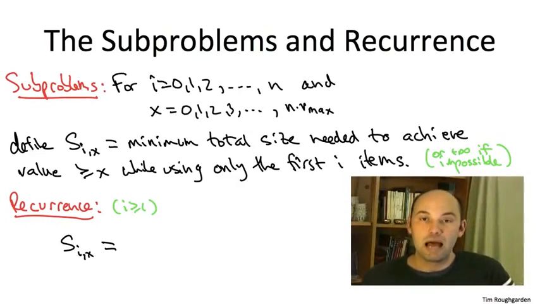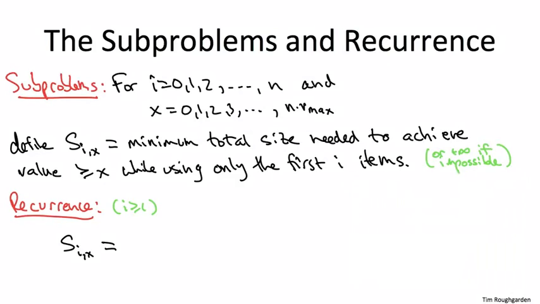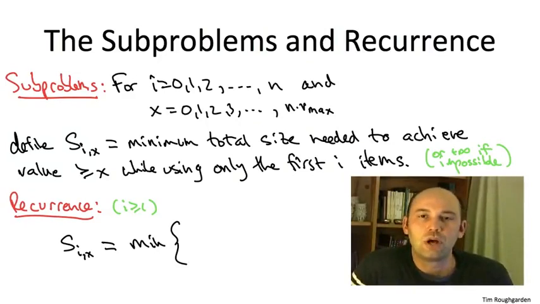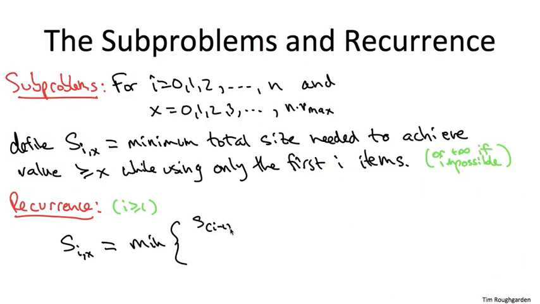Because we're trying to minimize the total size required to achieve a given value target, here the brute force search is going to take the form of a minimum. What are the two candidates for an optimal solution? Well, the boring one is when you don't even bother to use item I. Then, of course, you just inherit an optimal solution, a minimum size solution, using just the first I-1 items, achieving the same value target X.